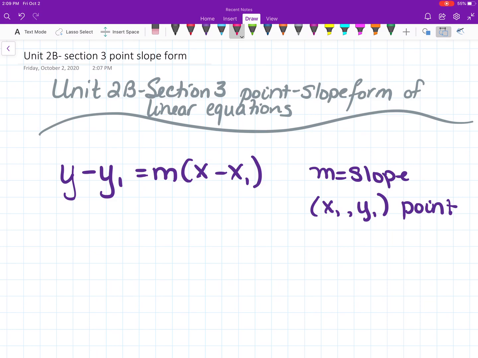There is a subtraction sign. Okay? But in the point, there is no subtraction sign. So we're always going to take the opposite of what's in there because of that subtraction. It did say subtract x1, so we're doing the positive of x1. Okay, same with y1.